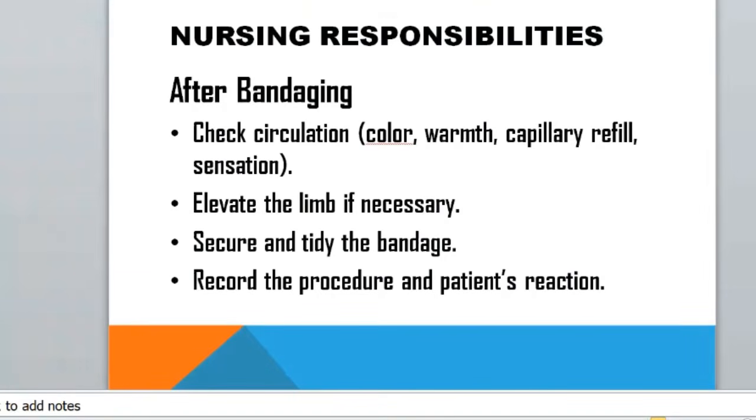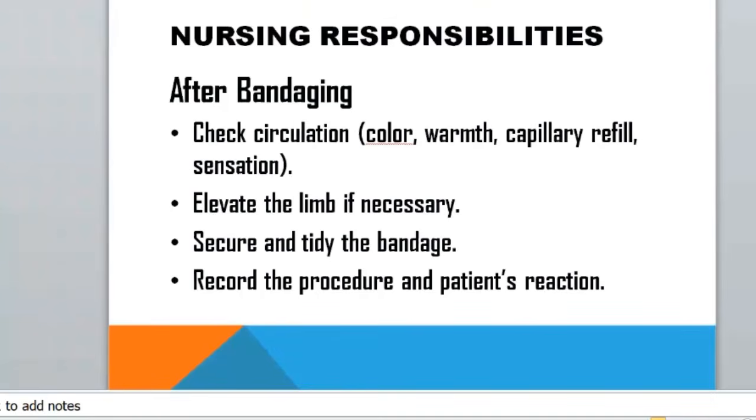And that is a sign of compartment syndrome. That means there is no blood supply. You have tightened everything, so take note of that. You need to elevate the limb if it is necessary. Then you secure and tidy up the bandage. It must be properly secured. You don't just bandage and forget about it. You have to secure it. Then you document your procedure. What are your patient reactions?